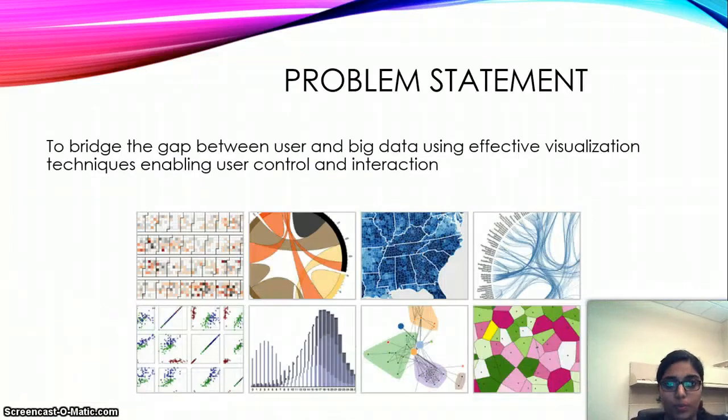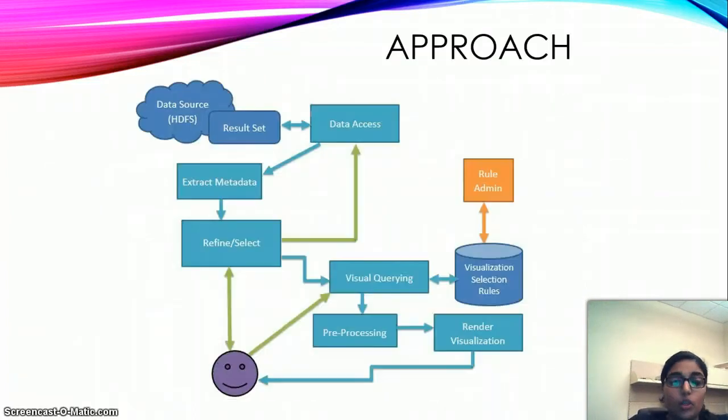Let's jump right into the problem that we are trying to solve. We want to bridge the gap between the user and the big data. Given the result of a user query, we want to automatically propose suitable and sufficient visualization techniques that may involve merging of two separate visualization methods too, to represent the big data and allow the user to control and interact with the provided visualization.